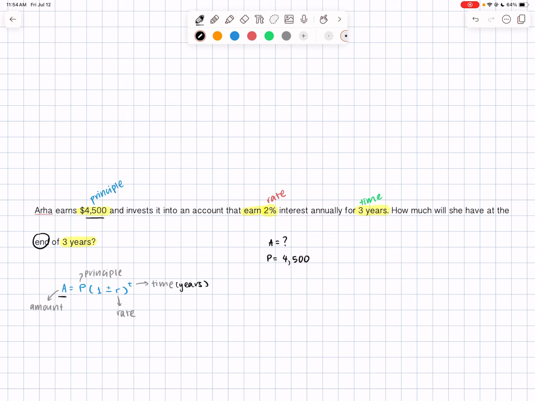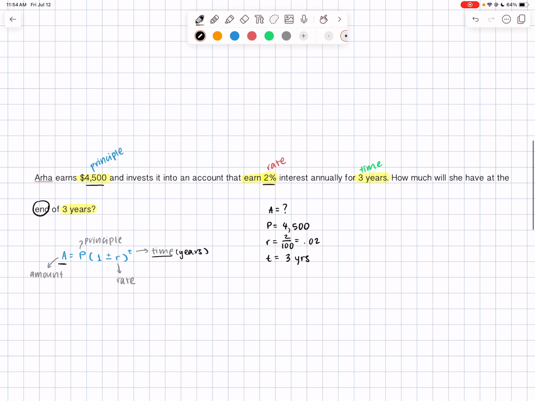We have our R value, which is given in a percent. So all we're going to do is divide that by 100. So that gives us 0.02. And then we have our time, which is 3 years. And since this is given in years, time, in the equation, we can use the number 3. So let's plug this in to our equation.